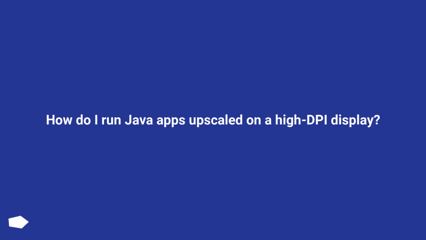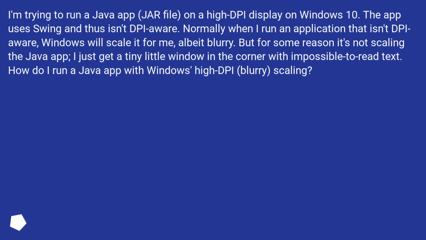How do I run Java apps upscaled on a high-DPI display? I'm trying to run a Java app, a jar file, on a high-DPI display on Windows 10. The app uses Swing and this isn't DPI aware. Normally when I run an application that isn't DPI aware, Windows will scale it for me, albeit blurry.